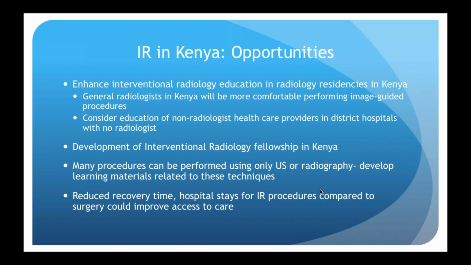So for example, in Malawi, they only have one radiologist in the capital city. And I might be going sometime soon to teach a urologist how to place nephrostomy tubes. So we've got to make use of the people that we have on the ground to help some of these procedures be offered to the population.